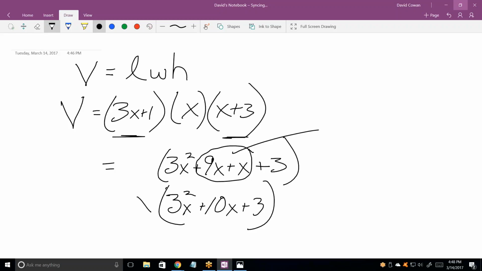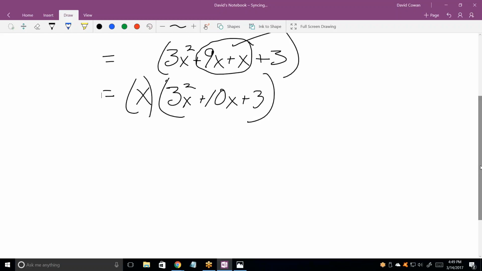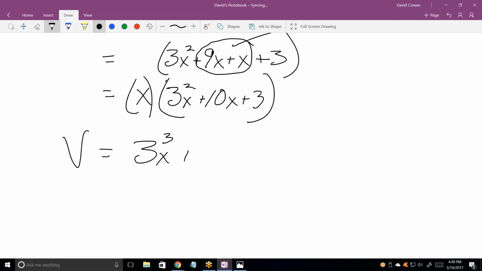Now we can multiply by x, and the reason I waited to do it last is because that's the easiest thing to do. It's really easy to multiply something by x, so what is volume equal to? Volume is equal to 3x cubed plus 10x squared plus 3x. Yeah. And there's the answer.